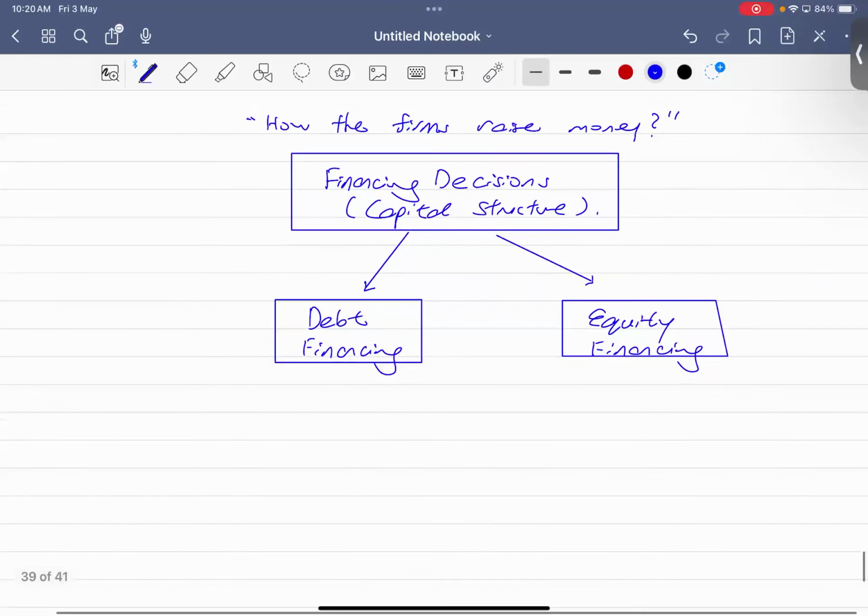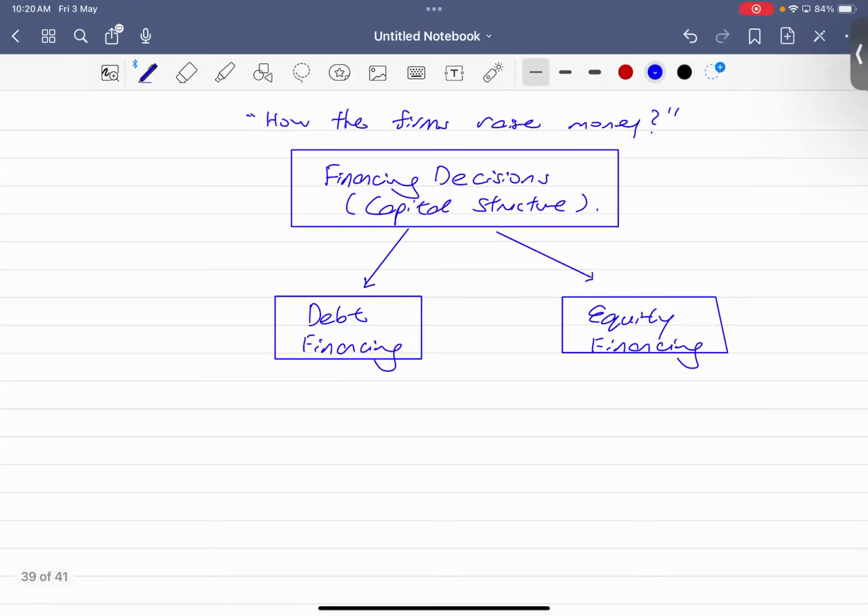So what is debt financing? Debt financing means you use debt to raise money. Now, when we say debt in finance, we are referring to the issue of bonds, so through the issue of bonds. You see, the way we refer to some finance terms can sometimes be very different.